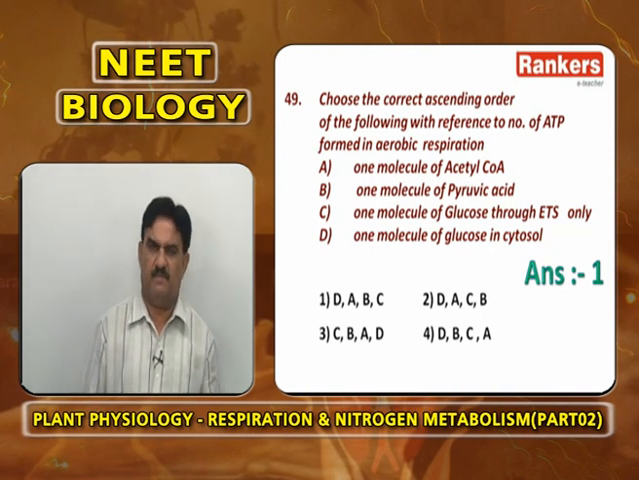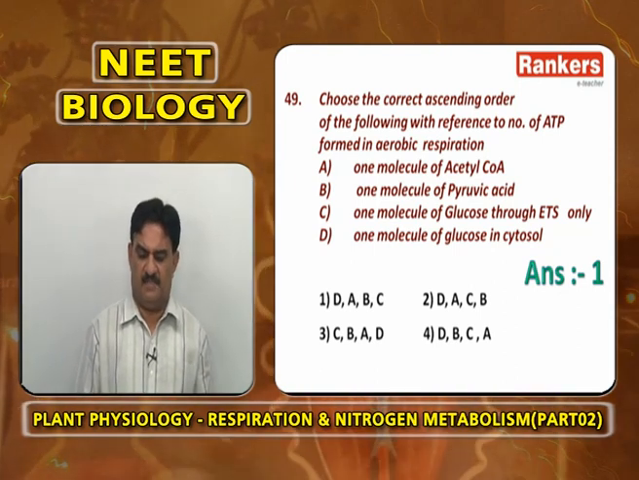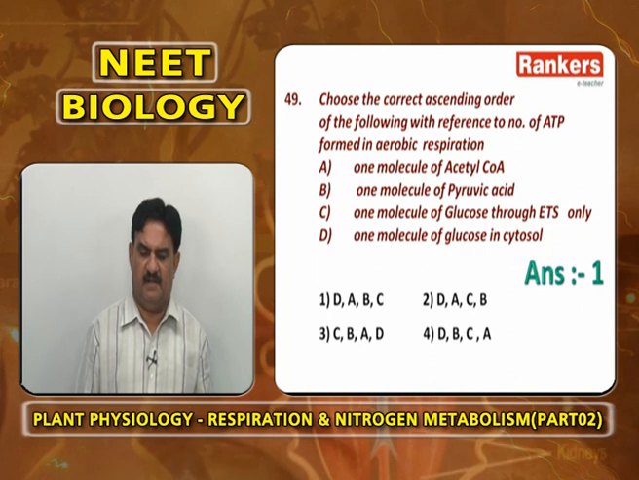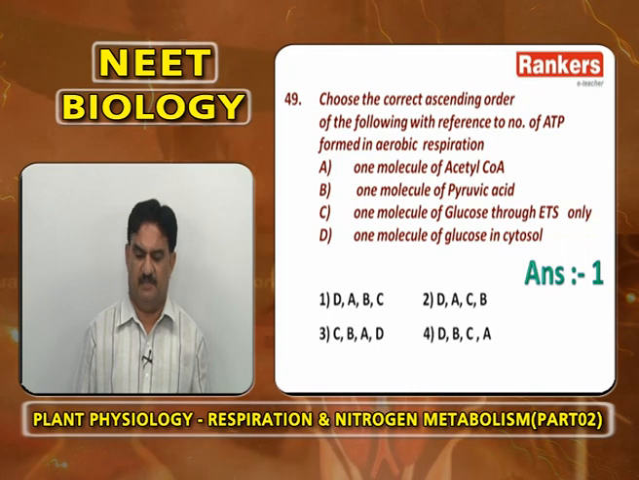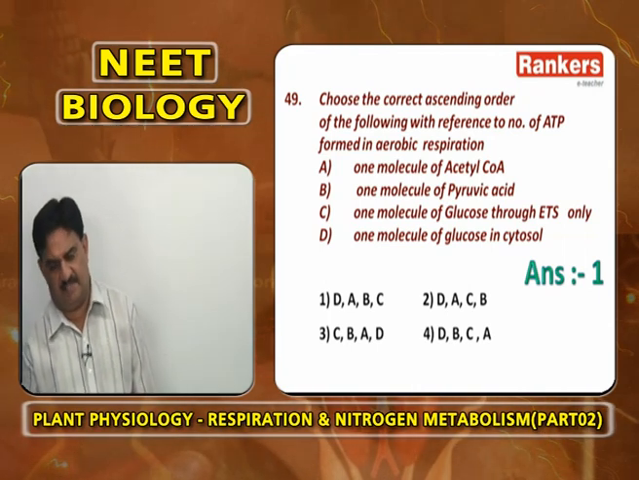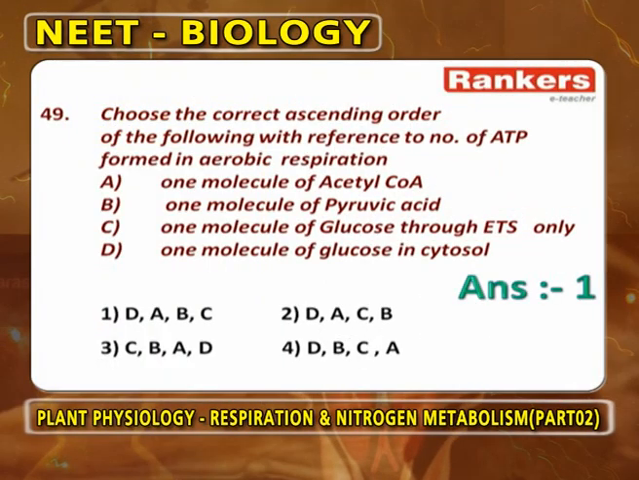One molecule of glucose in cytosol only, 2 ATP, then one molecule of acetyl coenzyme A. So first D, next A, then B, finally C, because 32 ATP are formed when all the reduced coenzymes are involved in the electron transport system.